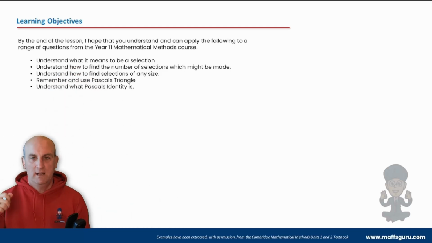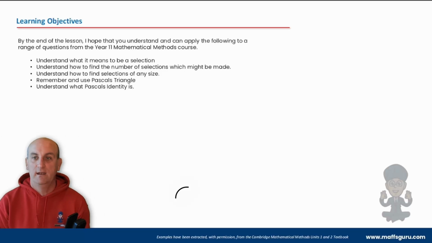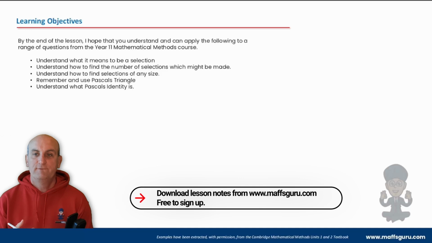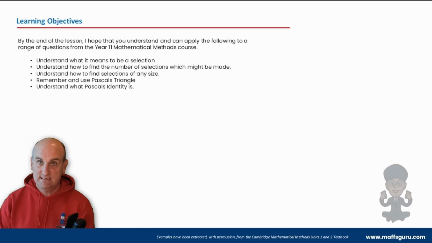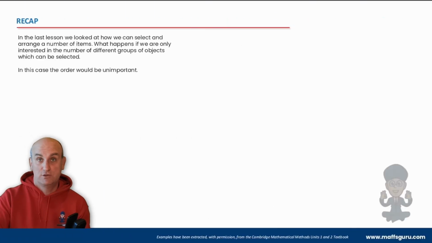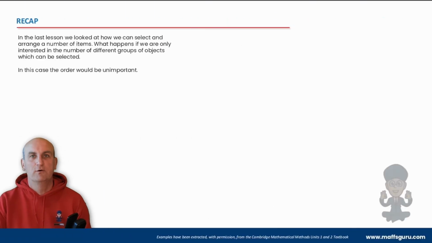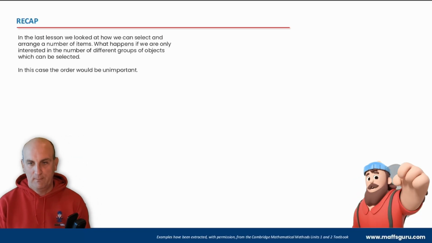Now behind me are my learning objectives. My learning objectives: understand what it means to be a selection, how to find the number of selections which might be made, find selections of any size, use Pascal's triangle, and understand what Pascal's identity is. And this is relatively new stuff, but is building on the previous two videos that I have just recorded.